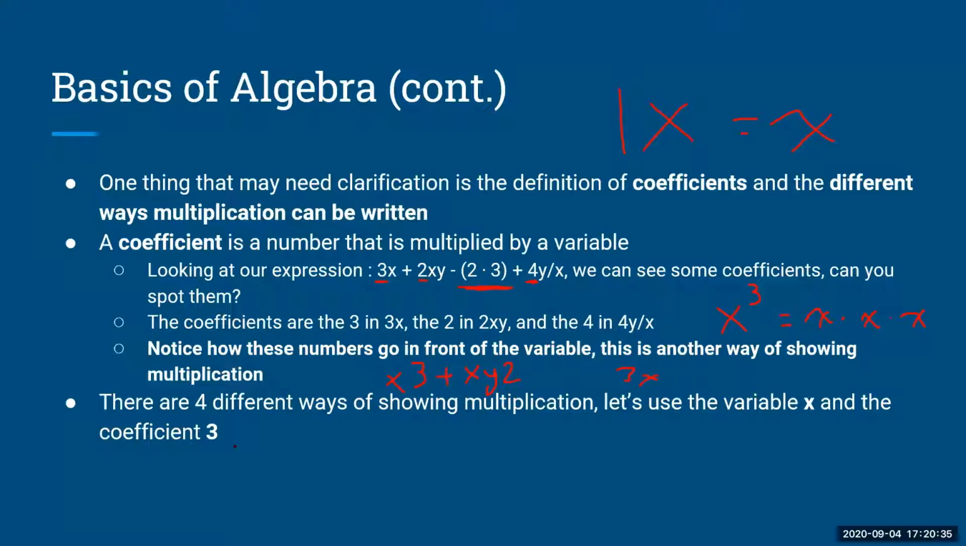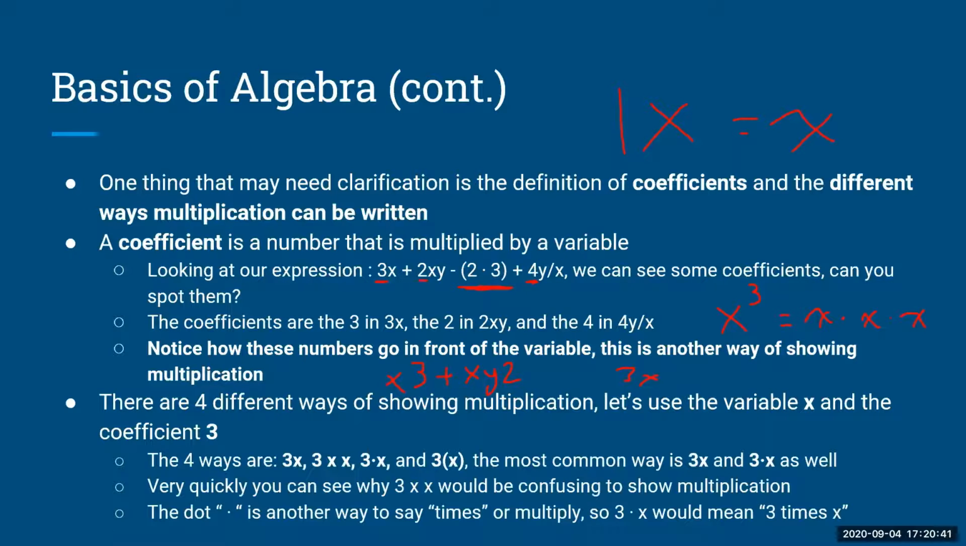Okay, so there are 4 different ways of showing multiplication. Let's use x and 3. So there are 4 ways. 3x, you put them together. 3 times x with the x as multiplication. 3 dot x, which is the same thing as multiplication.